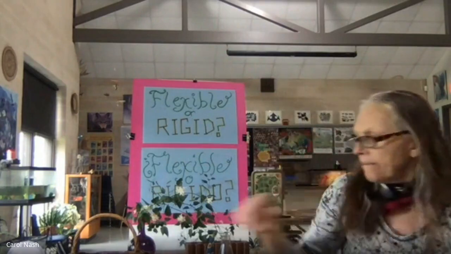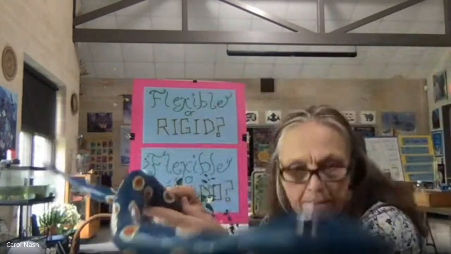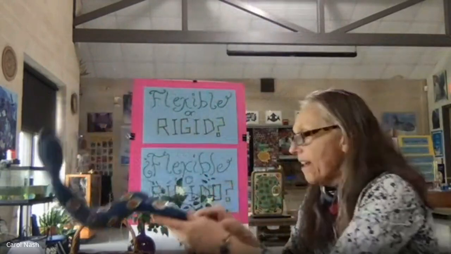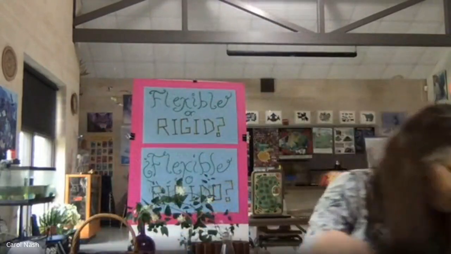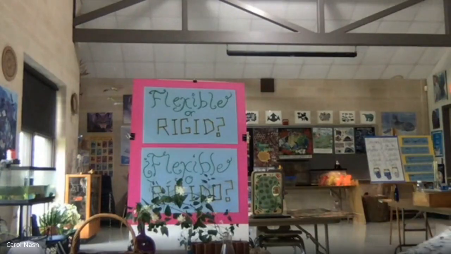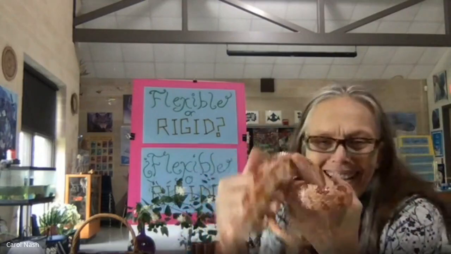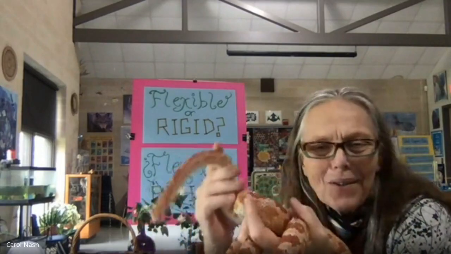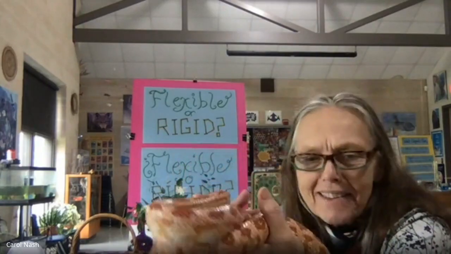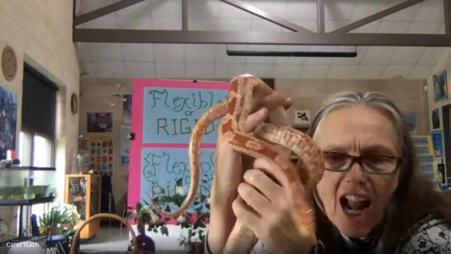The champion of flexibility in the animal kingdom is our friend snake. Not this one, because it's made of wood, but a live one, like my friend Red. Now this is Red, and he's a rat snake or a corn snake, and he's very, very flexible. He has this amazing body. He can move all around. He can almost tie himself in a knot.